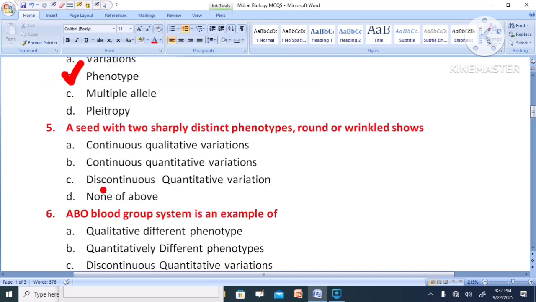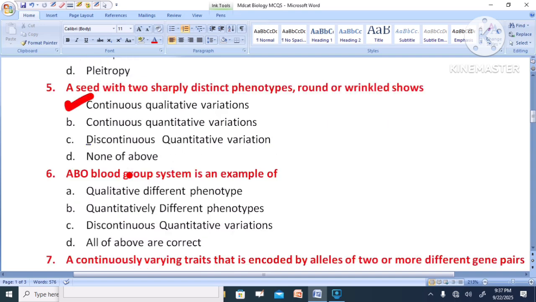So the next question is, a seed with two sharply distinct phenotypes, round or wrinkled, shows. The options are option A continuous qualitative variation, option B continuous quantitative variation, option C discontinuous quantitative variation, option D none of the above. So the right option is option A continuous qualitative variation.